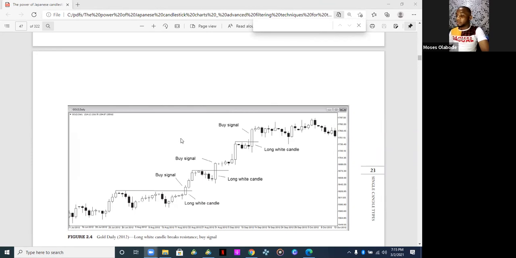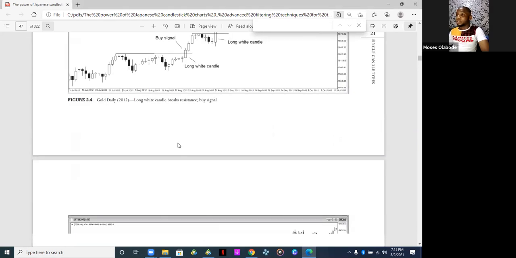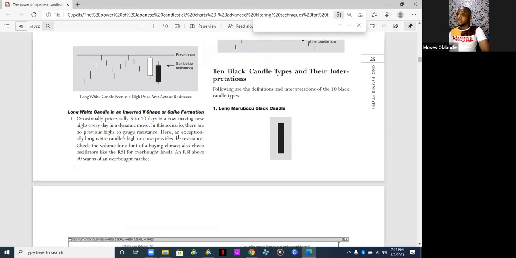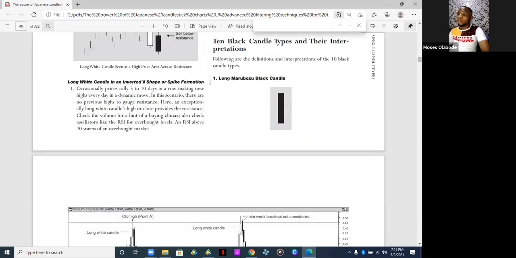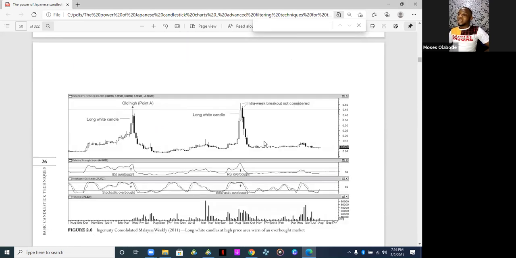And that is the black candles, okay. So this is the long Marubozu black candle, similar to what we saw with the long Marubozu white candle. Forget about some of these names. I can't keep these names in my head for how many years, okay? So this is a long bearish candle. When this candle forms, it means a strong day for the bears in the market.